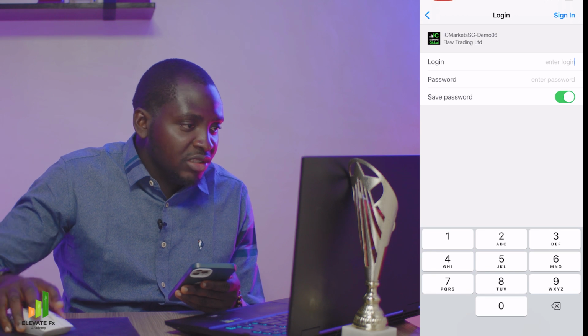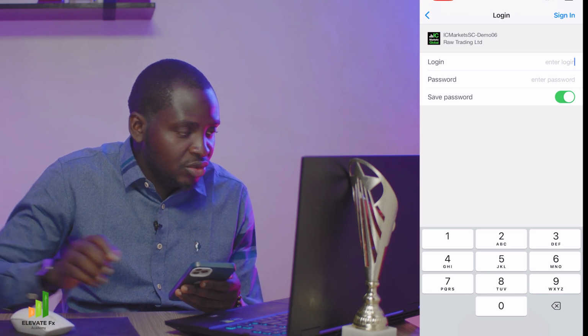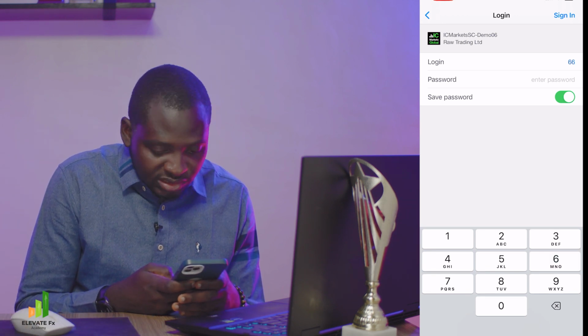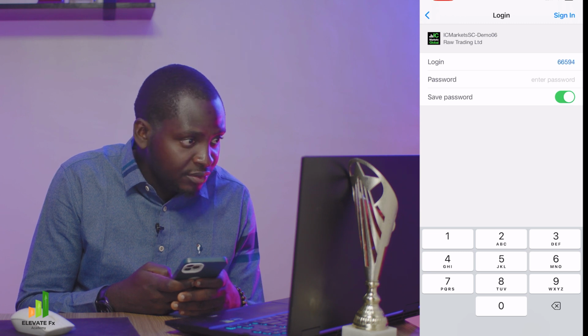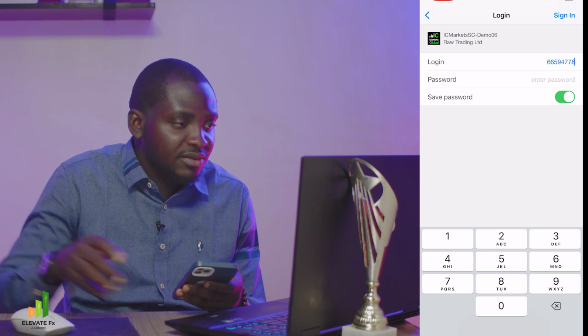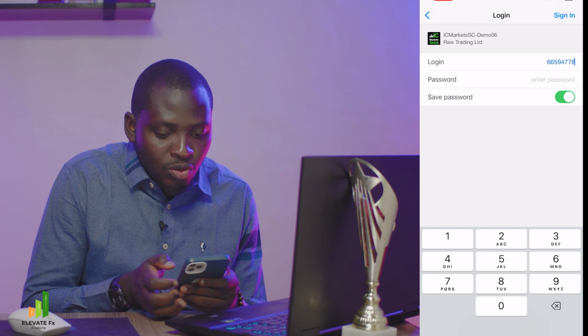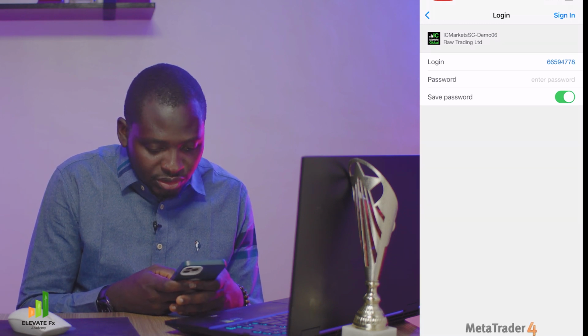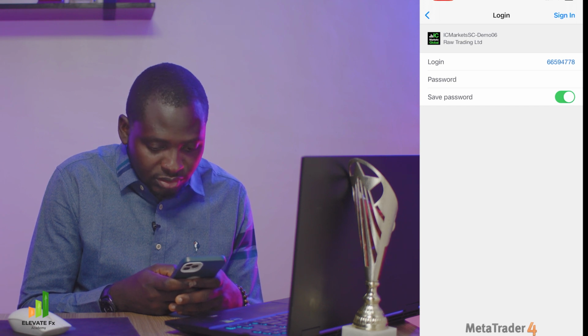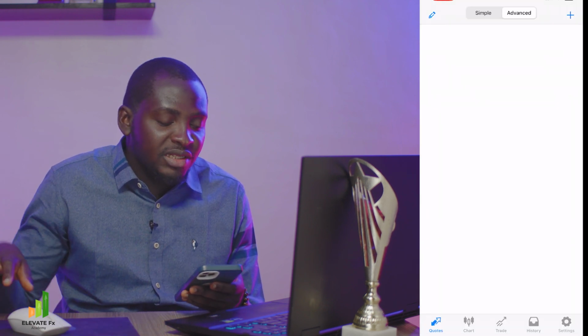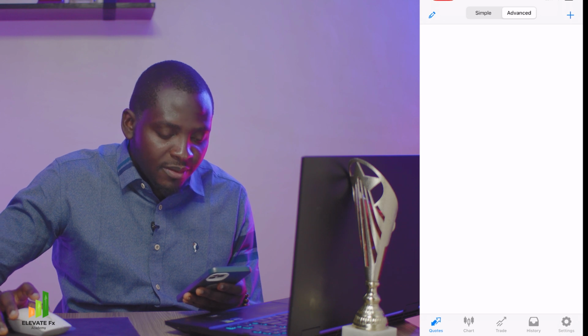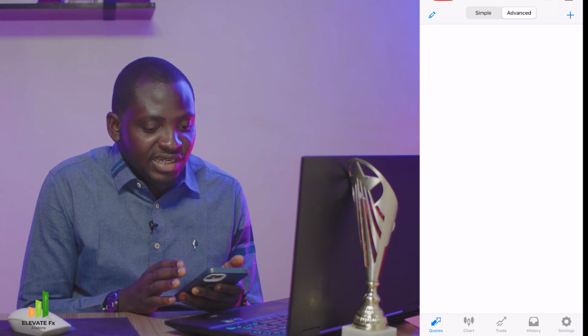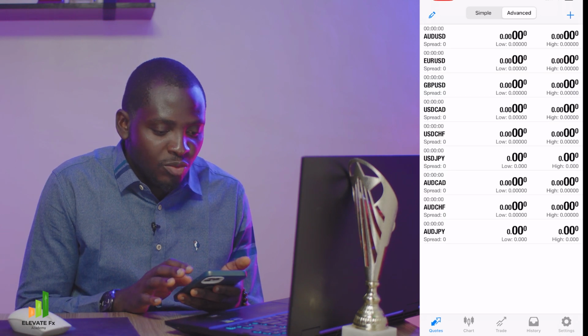Then where you have login, you fill in this number over here. So that's 66594-778. Then where you have password, you go ahead and input that password as well. So we have V66, save password, and then you sign in. Once you're signed in, this is the screen you come across.